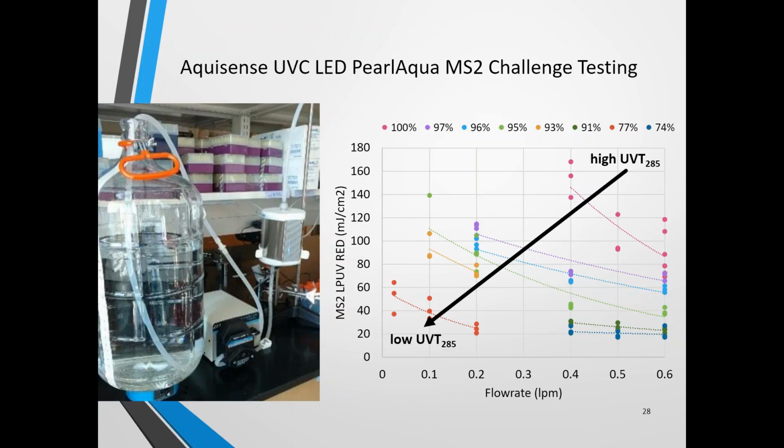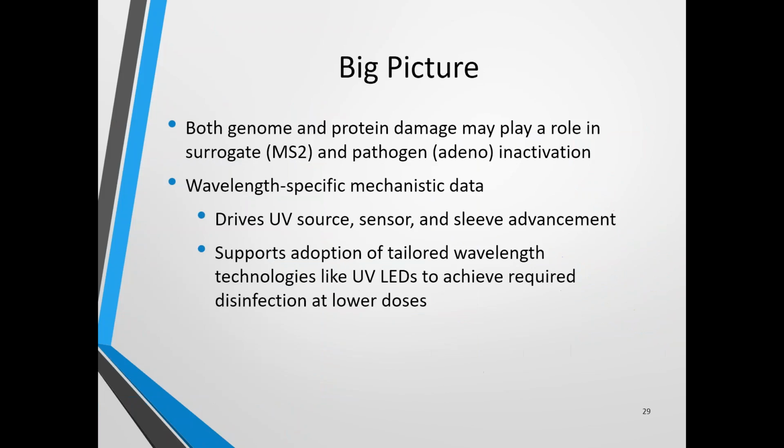And we can use these curves and this validation to help inform the flow rate that we can use. So a lot of utilities try and target 40 millijoules per centimeter squared. And you can see at that required dose, and for the UVTs that are typical of the field site, which range from 95 to 93, we would need a flow rate of about 0.5 liters per minute to target that dose.